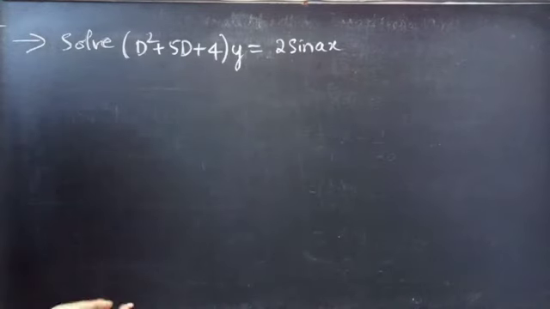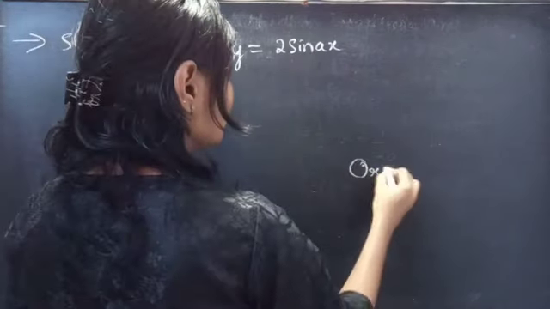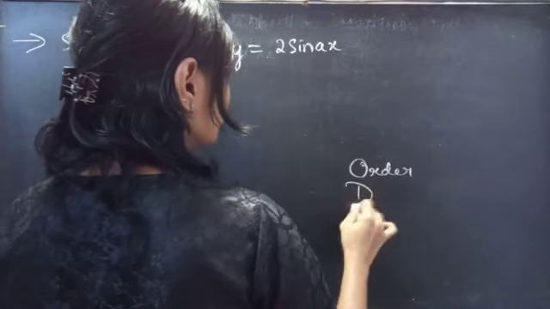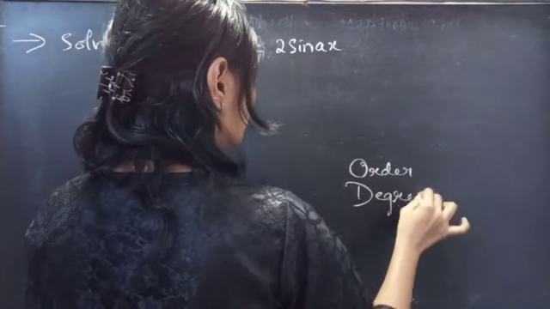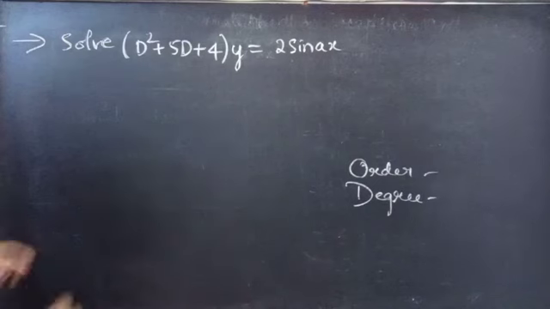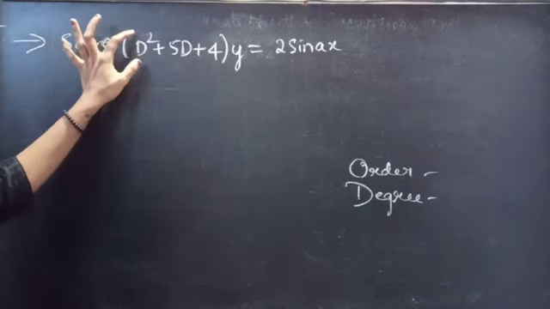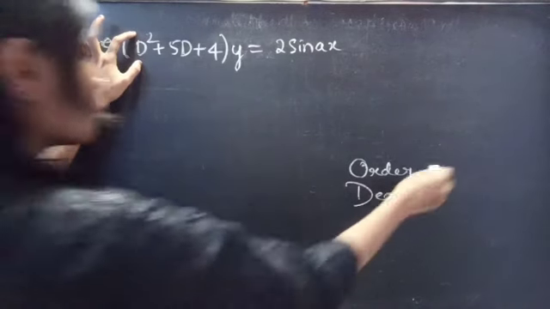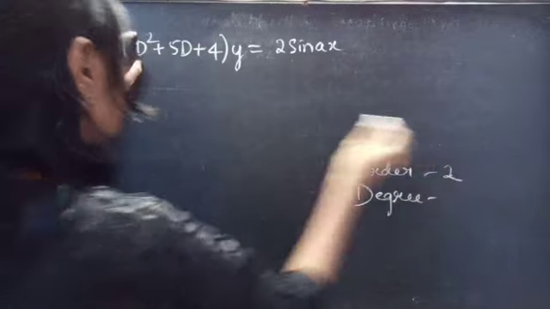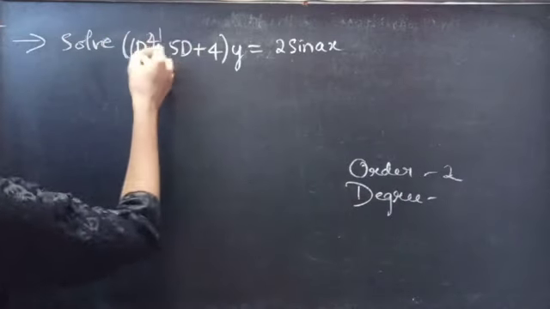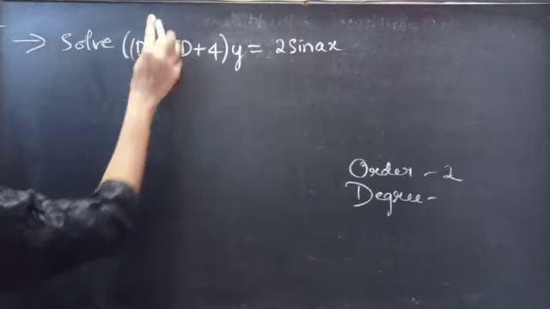Firstly, let's find the order and degree of the given differential equation. Identify the highest derivative here. D² is the highest derivative, so our order will be 2. And the highest power of the highest derivative is the degree, which is 1.